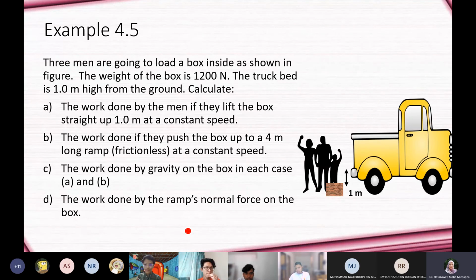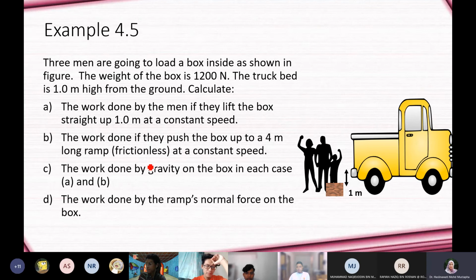Example here. There are 3 men going to load a box inside a truck as shown in the figure. The weight of the box is 1,200 Newton. The truck bed is 1 meter. So the situation is like this: the 3 men try to lift this box up into the truck. The distance from here to the truck is 1 meter, so s is 1 meter.